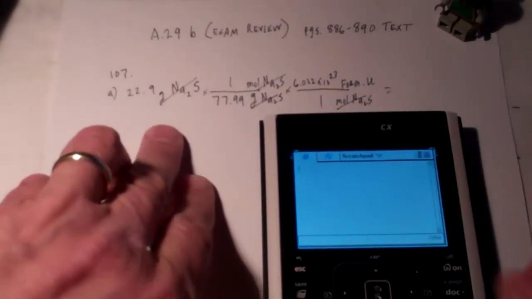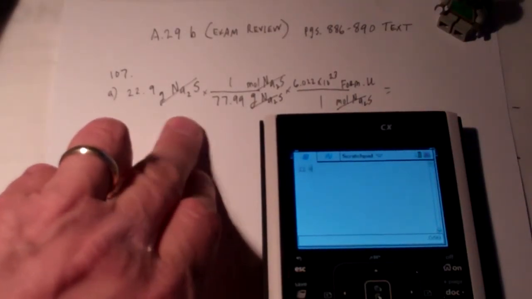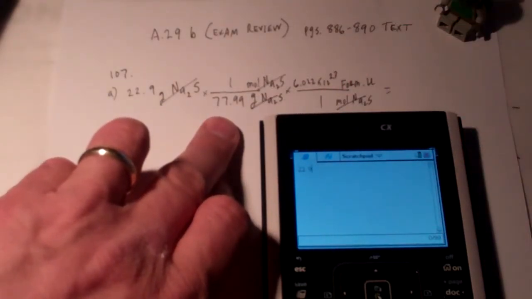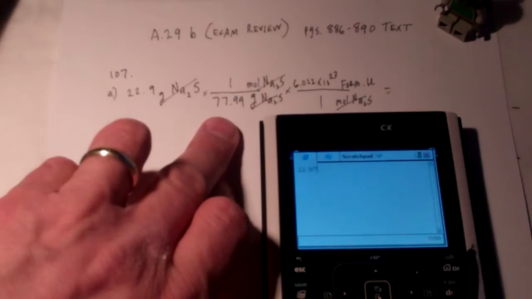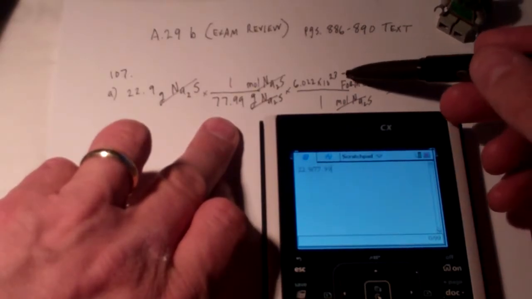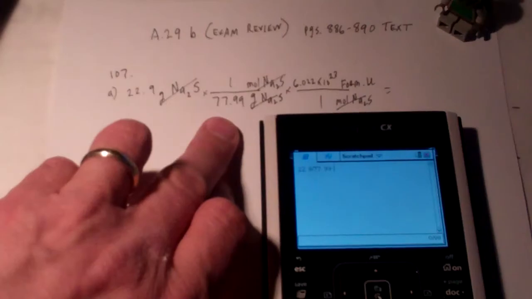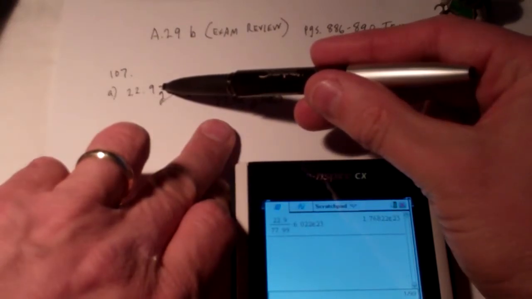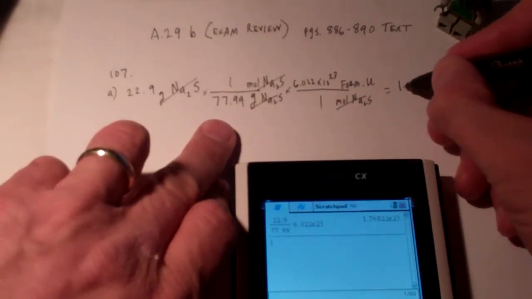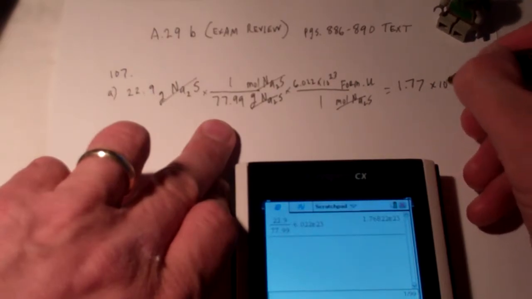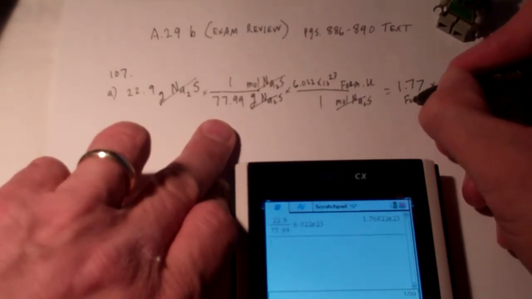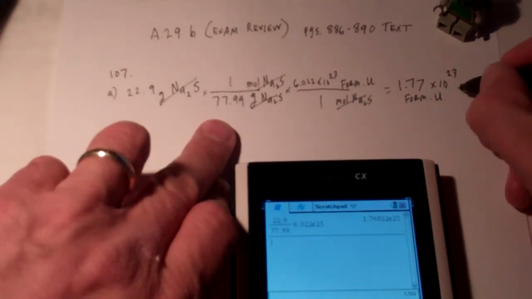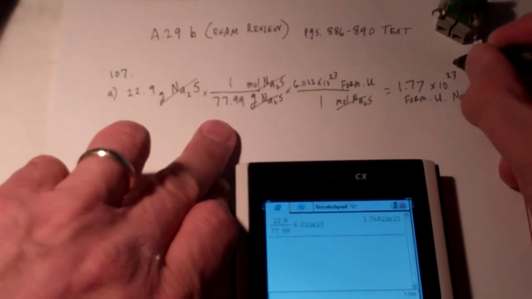sodium sulfide. So for this we will hit 22.9 grams. If the number is on the bottom of our conversion factor, we will divide by it. So I'm going to divide by 77.99. And then if the number is on top, we'll multiply by it. So times 6.022 EE, that means times 10 to the 23rd. We'll hit enter. We're allowed 3 significant figures here. 22.9 has 3 sig figs. So I'm going to round my answer off to 1.77 times 10 to the 23rd formula units of sodium sulfide.